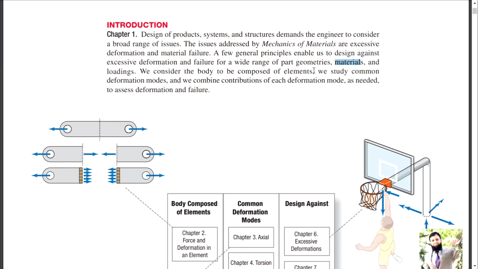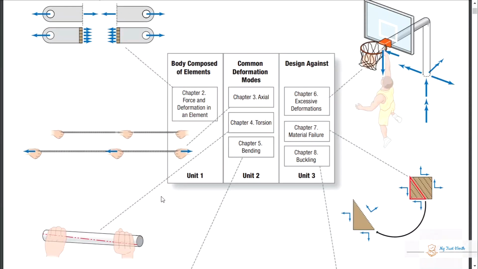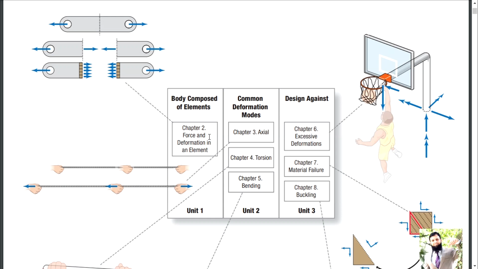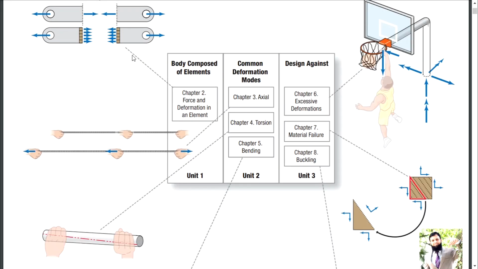So that element or that body is our circle of study, and we are interested in deformation modes, how this body will react to those subjected forces, and under different combinations of these deformations and their failures. So this is a body composed of different elements, chapter number 1.